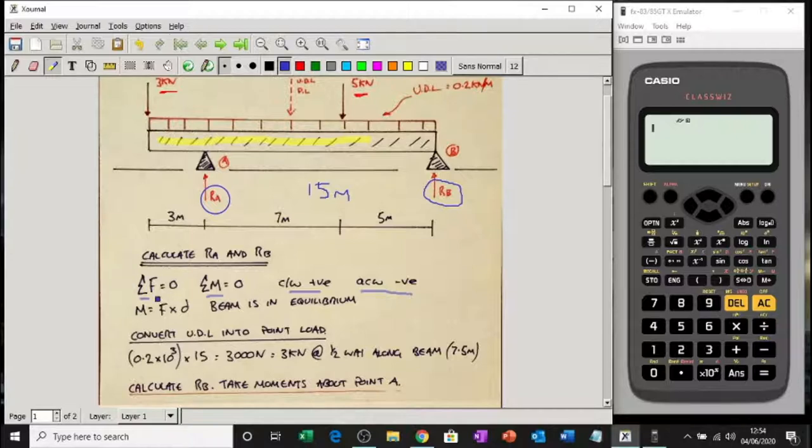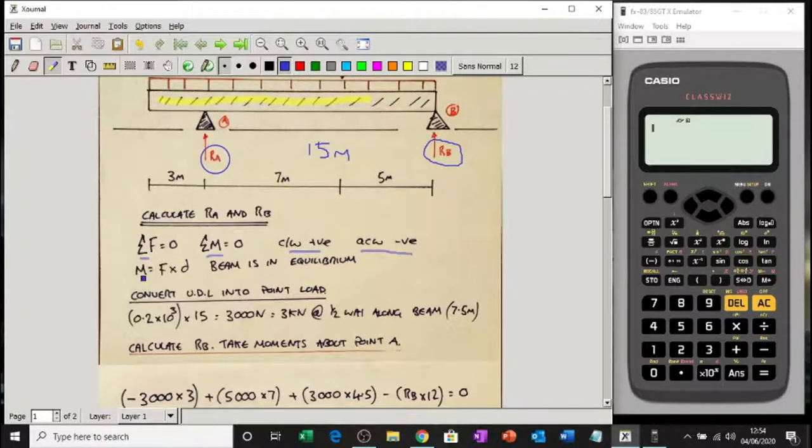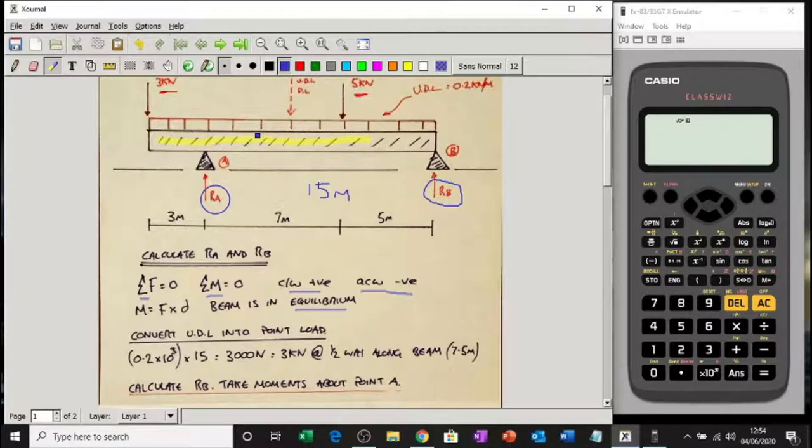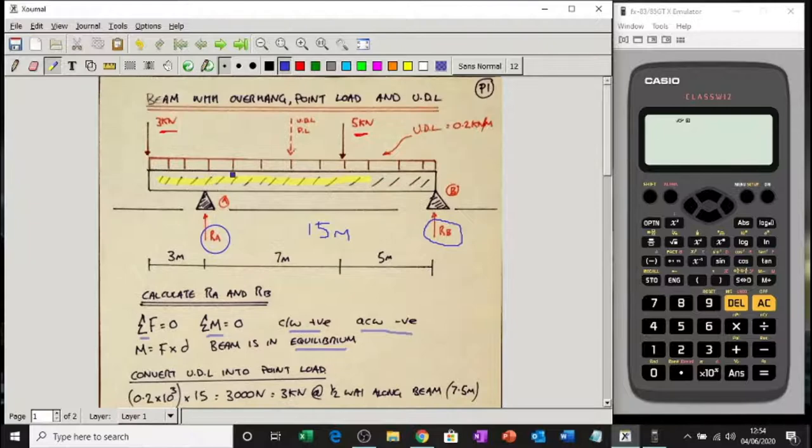So all the forces up and down have got to add up to 0. All the moments going clockwise and anticlockwise have got to be 0. Moment is force times distance. We should know that. And the beam is in equilibrium, or in balance, so it's not twisting or turning or falling through the floor. So we need to work that out. First of all, we need to convert this UDL here. This UDL, which we don't like, we can convert into a point load, and that point load will act here.